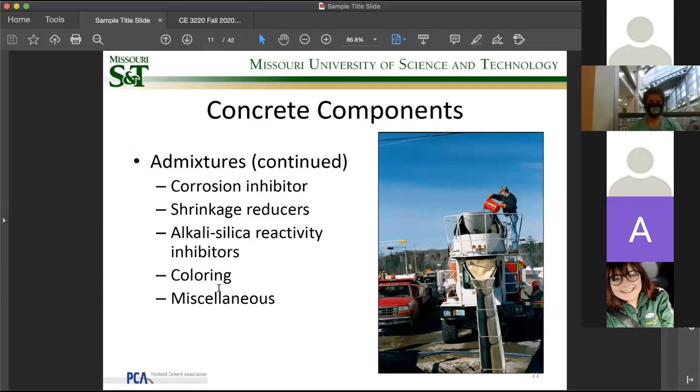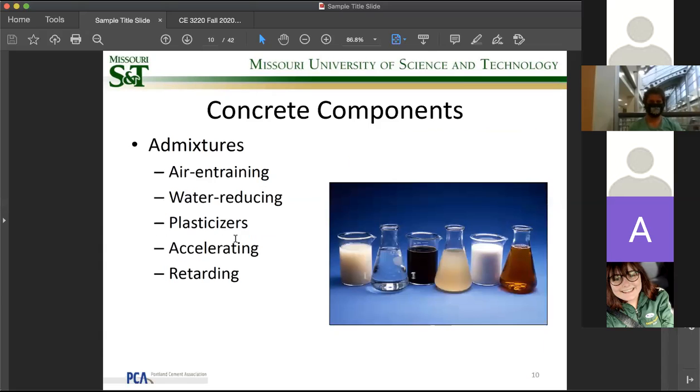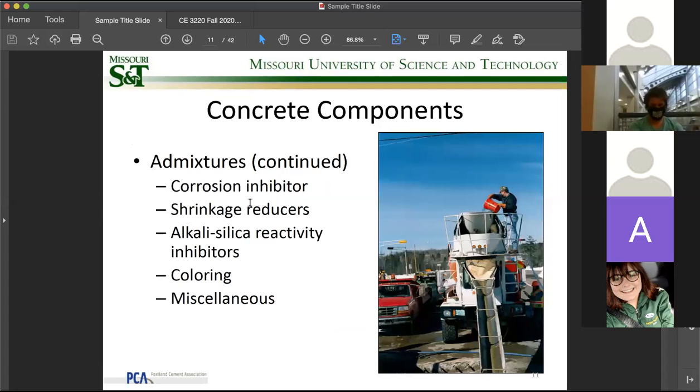And we also have other admixtures. If we say these admixtures have immediate impacts on concrete, the following admixtures have a long-term effect on the concrete. The most popular ones are corrosion inhibitors, okay? We have chemical corrosion inhibitors added to the concrete to block the reaction pathway of the corrosion, okay?